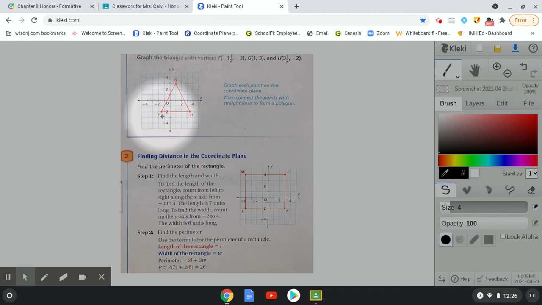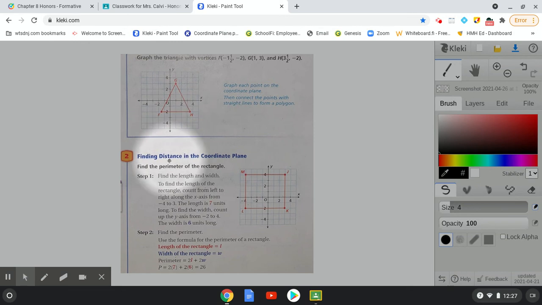So if you notice, my F and my H are not plotted exactly on a corner. They're in the middle, all right? And then we connect our points and we get a triangle, all right? So that's how we would graph a polygon.